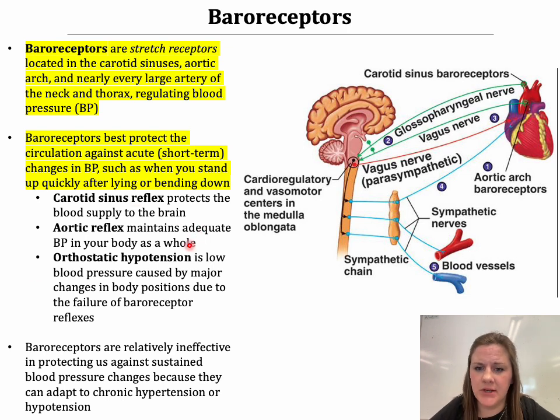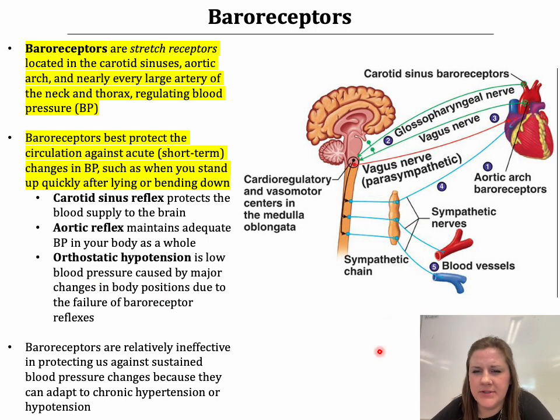The location of the baroreceptor is going to dictate function and importance. Those found in the carotid sinus, higher up in the neck where the common carotid branches, are really going to protect the circulation to the brain. They detect any change and influence changes to counteract it, versus those found in the aortic arch, which are more responsible for maintaining adequate flow and pressure for the rest of the body.